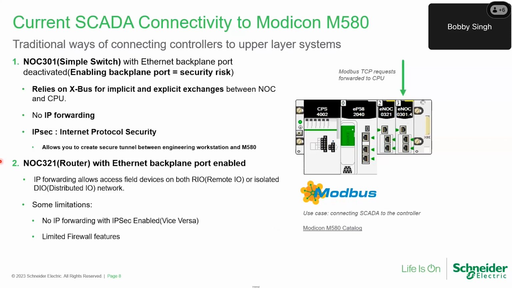Also, enabling the backplane port allows the M580 DHCP server to go through the Ethernet backplane bus, out the backplane port of the NOC module, and issue DHCP requests to any connected devices, and that could create a network issue.